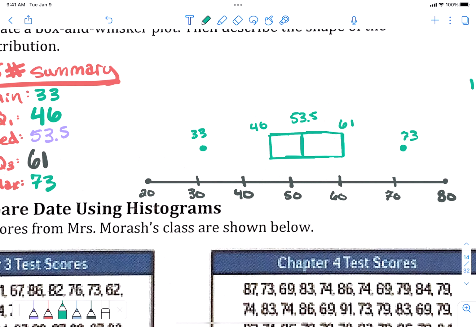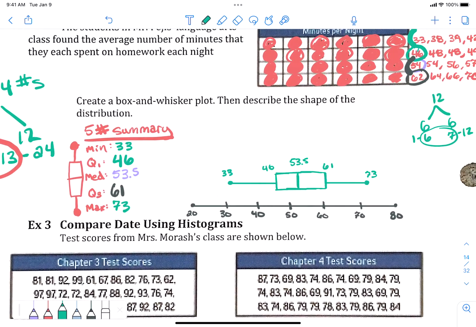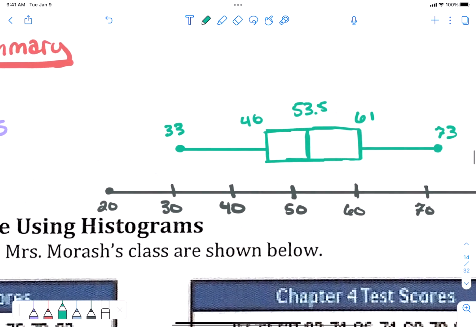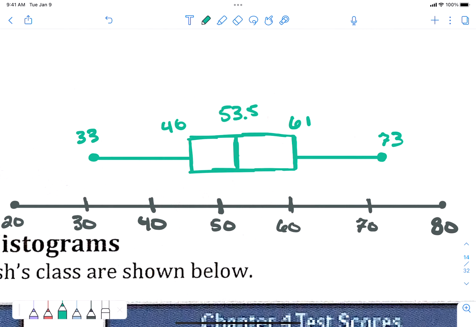46, 61. Okay. All right. Create a box and whisker plot, then describe the shape of the distribution. What do we got? What's it look like? It looks pretty symmetric to me. I mean, it might not be exactly symmetric, but it looks pretty symmetric. So we're going to say symmetric.